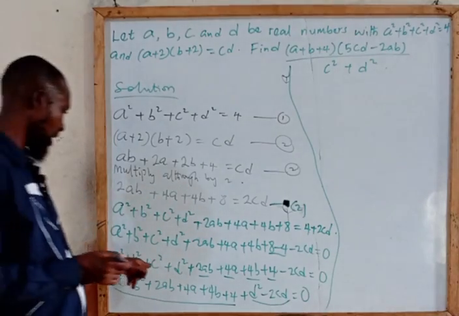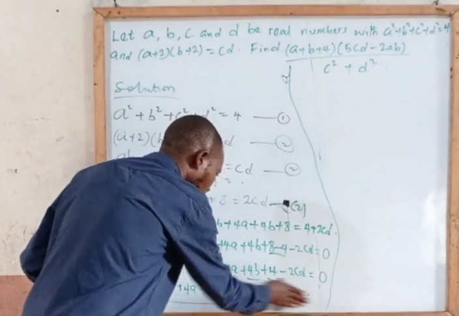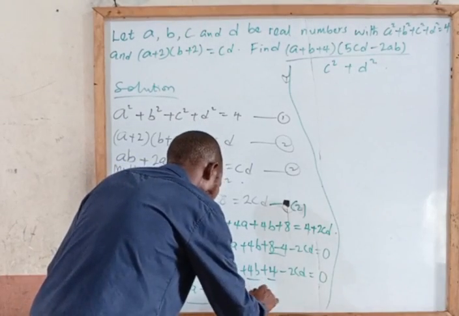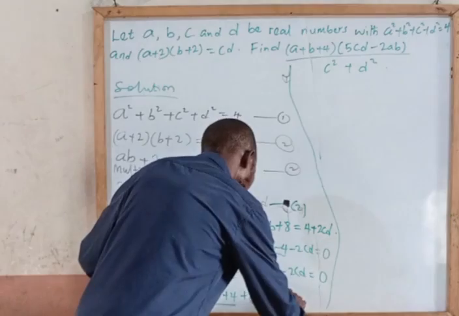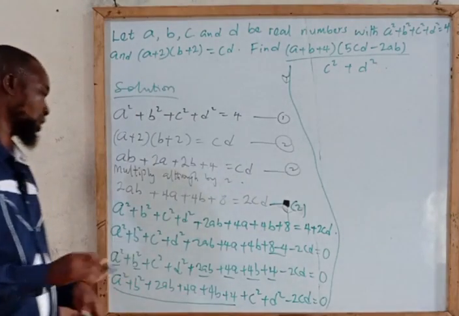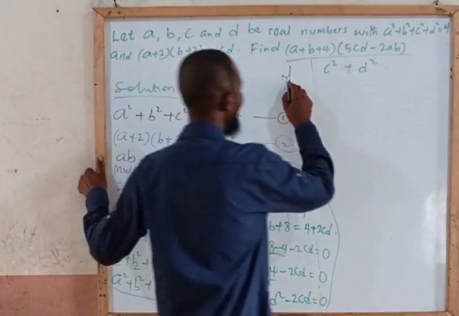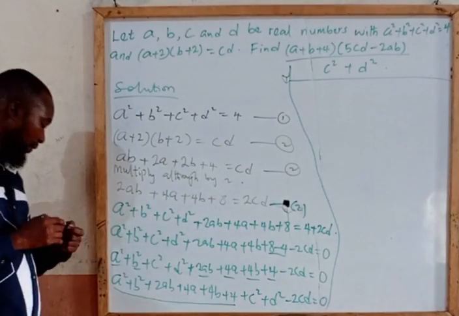Something is missing here. I omitted c squared. Let me adjust this one. So let me say plus c squared plus d squared, minus 2cd is equal to 0. Now, the point I get to now is one of the beauties of what we are doing.